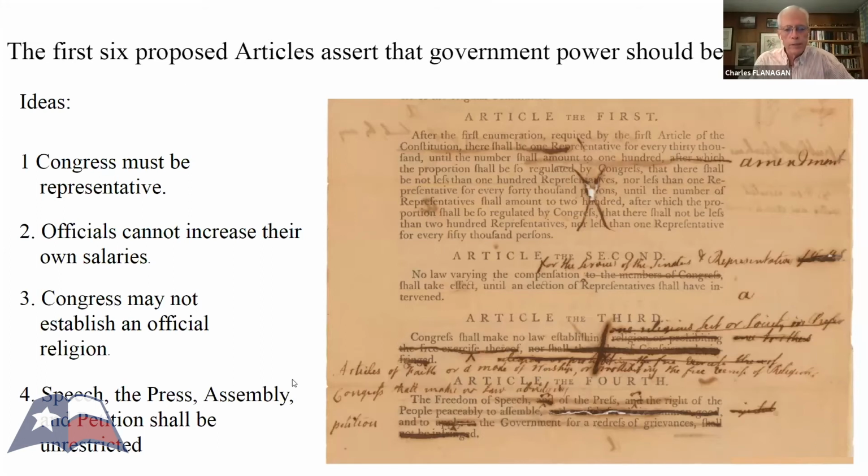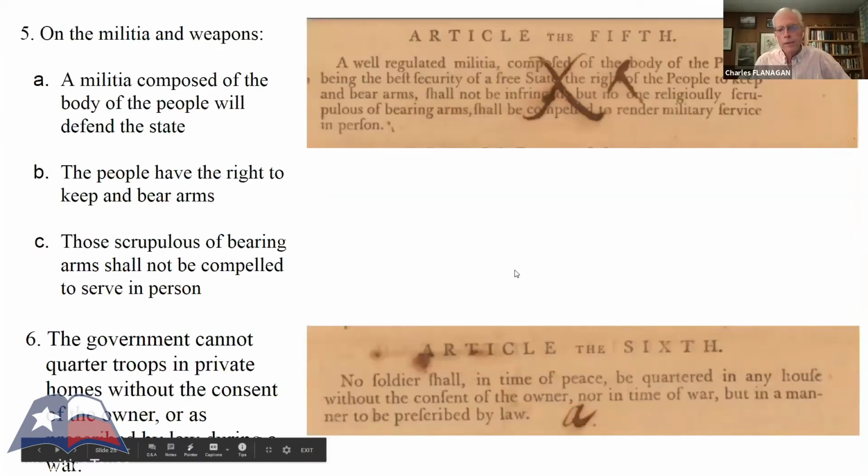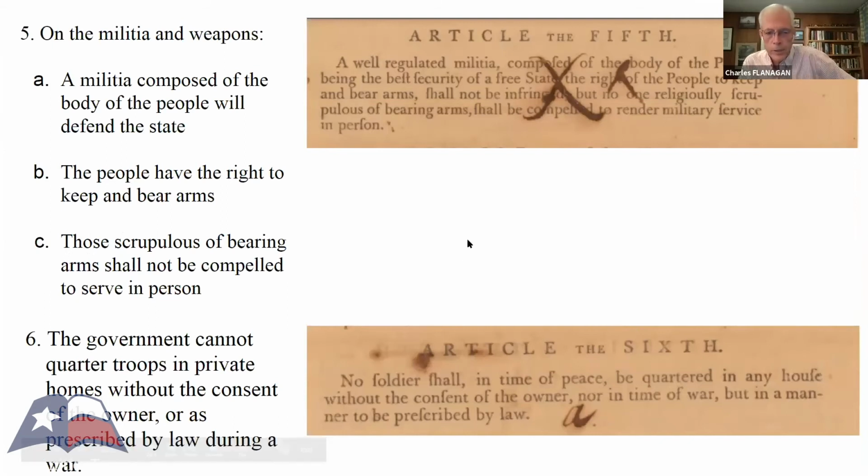Third, Congress may not establish an official religion. And fourth, speech, press, assembly, and petition rights should be protected. Then there are 2 limits on the government's power that are about militia and weapons. And basically they say we don't want a standing army. We want a militia composed of the body of the people to defend the state. And 6th, the government cannot quarter troops in private homes.